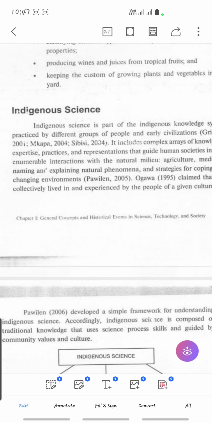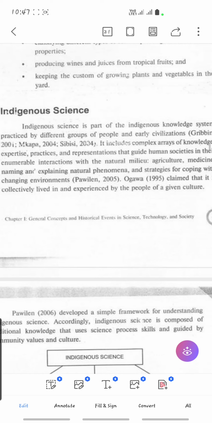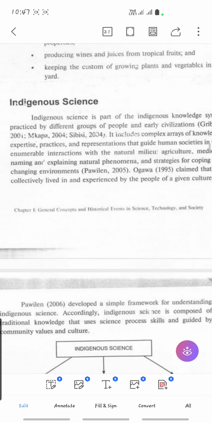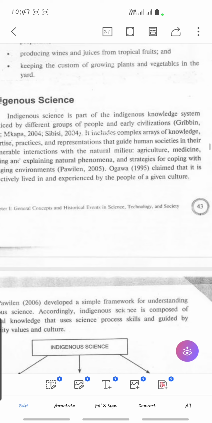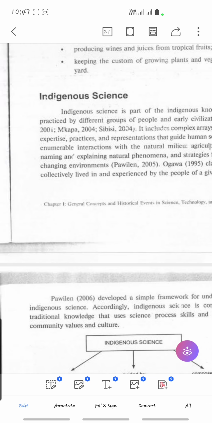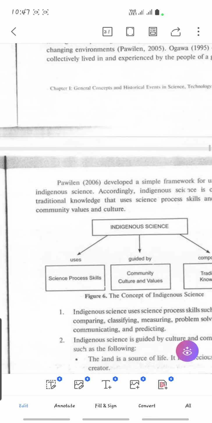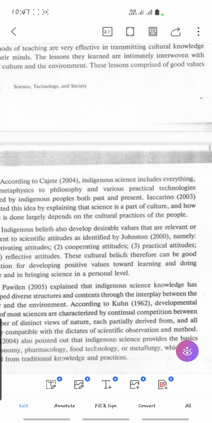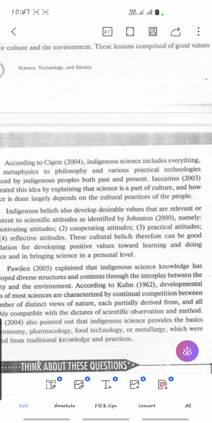And that belongs to indigenous knowledge. It is also claimed that it is a collectively lived experience by the people of a given culture. So meaning to say, it's not basically on the one side of the individual or the one side of a group. It is literally on the ancestors or ancestry living in that era. So different cultures, different people, different individuals are practicing indigenous science.